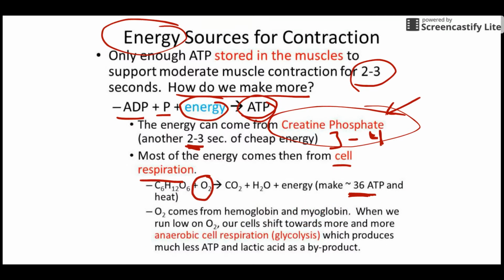As soon as we don't have enough oxygen available, we then switch to anaerobic cell respiration, which is also referred to as glycolysis. And glycolysis is not nearly sufficient. It produces very little ATP, in the ballpark of about 2 to 4 ATP per molecule of glucose versus 36 that we got up here when we had oxygen. So it doesn't make much ATP, and it also makes lactic acid as a byproduct. And you're going to see in just a moment that's what makes us tired. Okay? So this is our process, guys. This is how we fuel our muscle contractions.